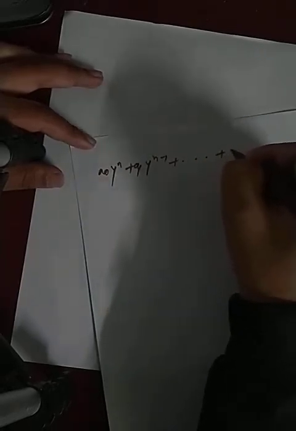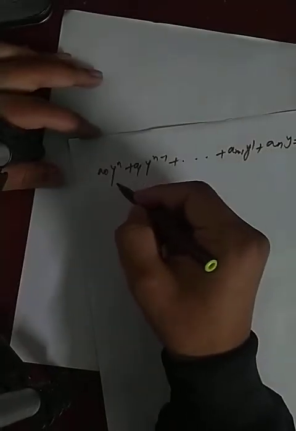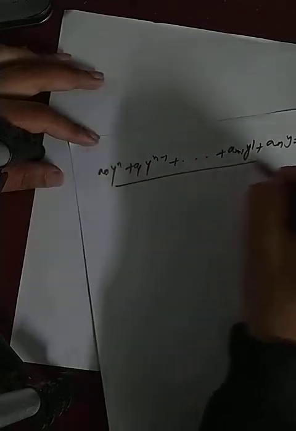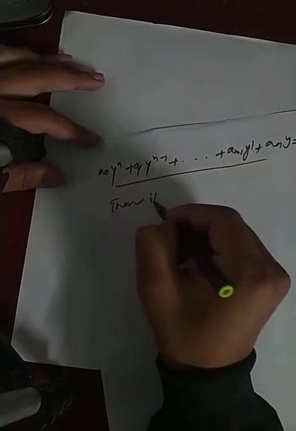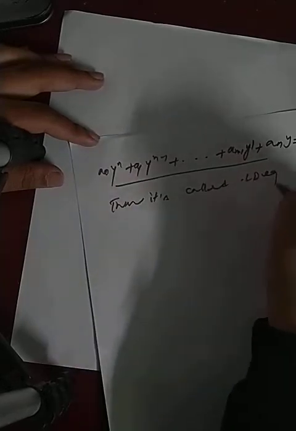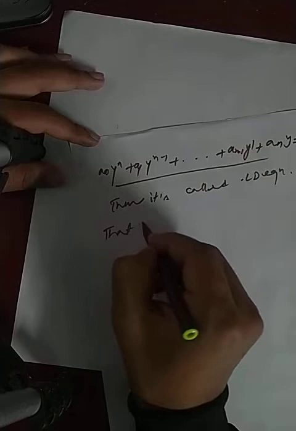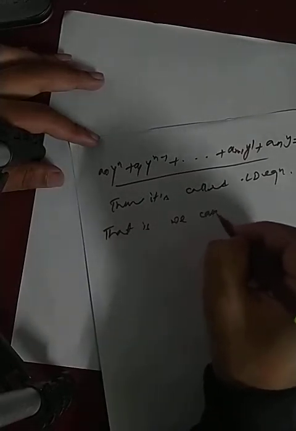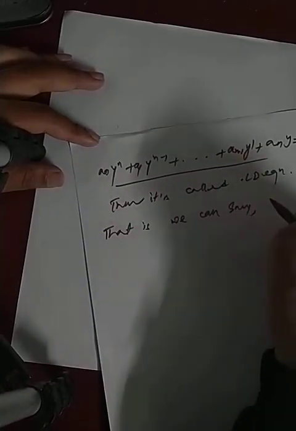a naught y to the power n plus a1 y to the power n minus 1 plus dot dot dot plus a n minus 1 y dash plus a n y is equal to q of x. So if a differential equation can be written in that form, then it is called a linear differential equation.